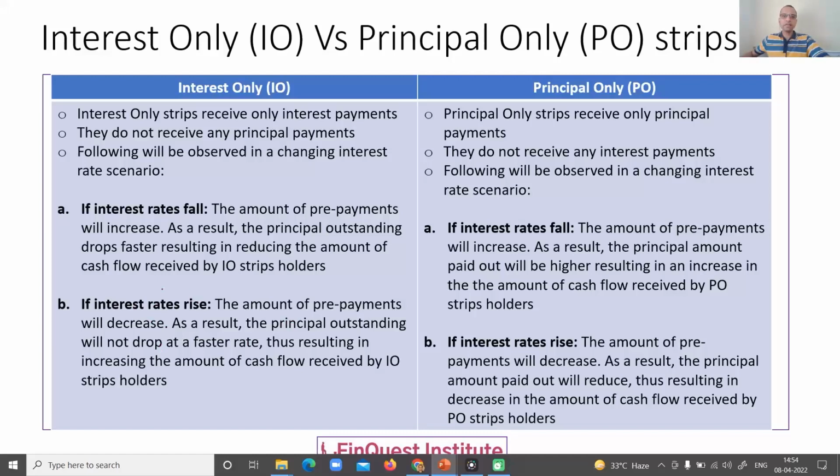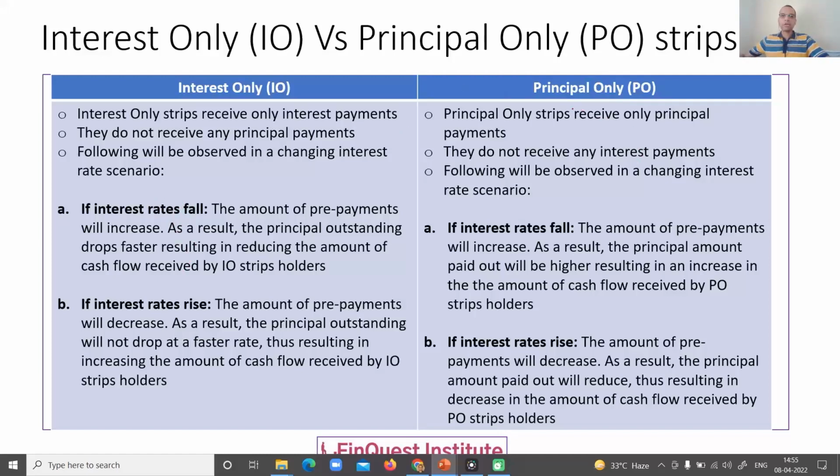Whereas if it's a rising interest rate environment, then naturally the amount of prepayments is going to decrease. So as the prepayments decrease, the principal outstanding remains intact more or less. It's not exposed to too much prepayment, so it doesn't drop at a very fast rate. And as a result, the amount of interest cash flows which get generated is more. That is, the interest payments which will be received by IO holders will be higher. So these are the two scenarios, a rising or a falling interest rate respectively.